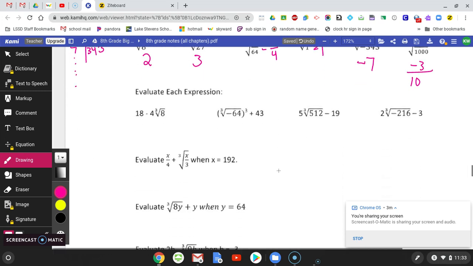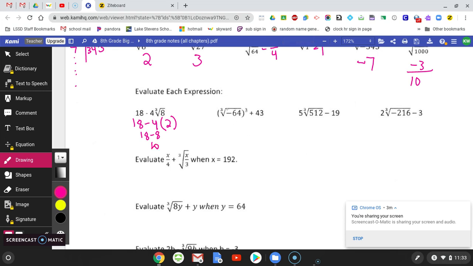When we get to evaluate each expression, it's just like we did it with the square roots. You're just simplifying the radical portion first, and then simplify the rest of it. So I have 18 minus 4 times the cube root of 8. Well, that's 2. So 4 times 2 is 8, which means I'm doing 18 minus 8, which gives me 10.